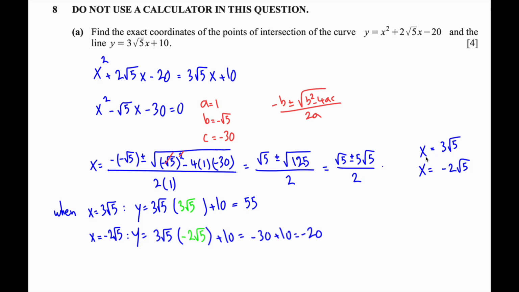Now each of these x's, they have a corresponding y, which you can find by going back and plugging it in either equation of these curves. However, I choose the line over here because it makes my calculation easier. Therefore, you can see here 3 square root of 5 times 3 square root of 5 is basically 9 times 5 or 45, plus 10 is 55. And you do the same thing here, which results in negative 20. So the points are basically 3 square root of 5, 55, and negative 2 square root of 5 and negative 20.